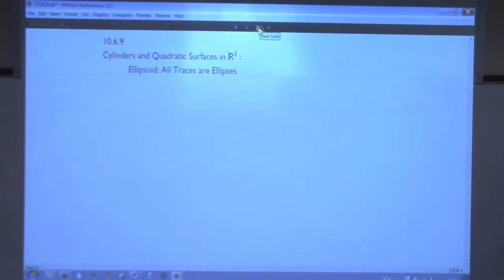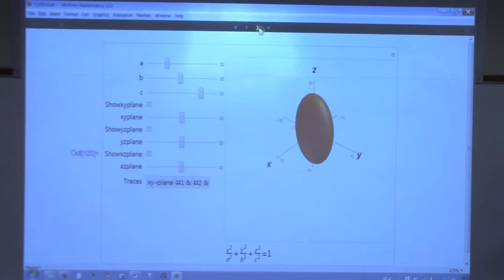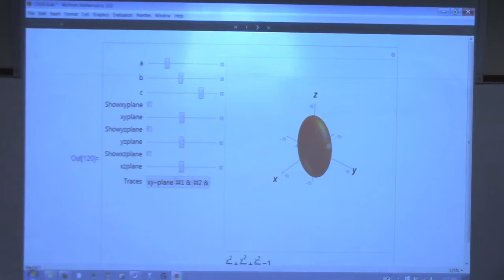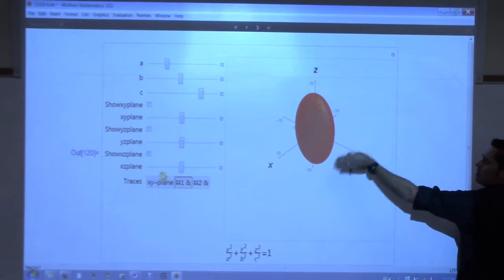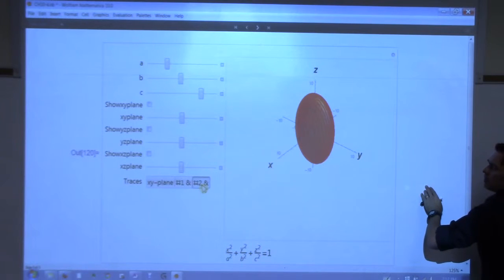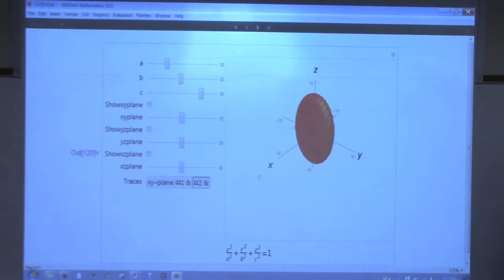Next one, an ellipsoid. Looks like an egg. All your traces are ellipses. Now, in an effort to save time, I'm just going to show you all the traces. There's a bunch of traces. Slicing it that way. Boom. Cut it up the other way. These are traces coming like this. And then if you want to go like this, cut it this way, there's a bunch of traces. All of those are ellipses, no matter how you cut it.